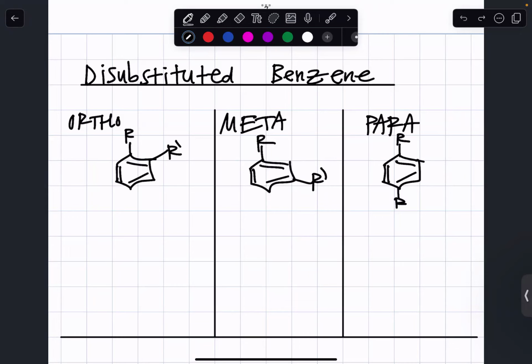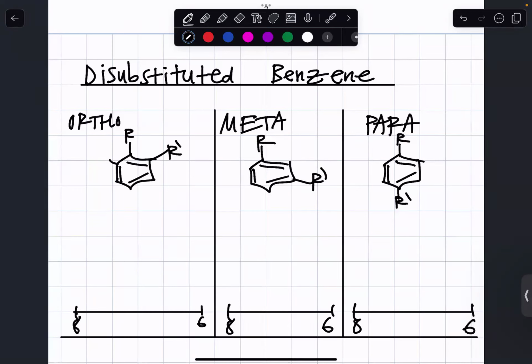R prime. Okay. The benzene hydrogens are going to be between 6 to 8, right? The hydrogens directly on the benzene ring, between 6 to 8. These are the H's. Let's look at ortho. For these ortho hydrogens here, they're all unique, right?